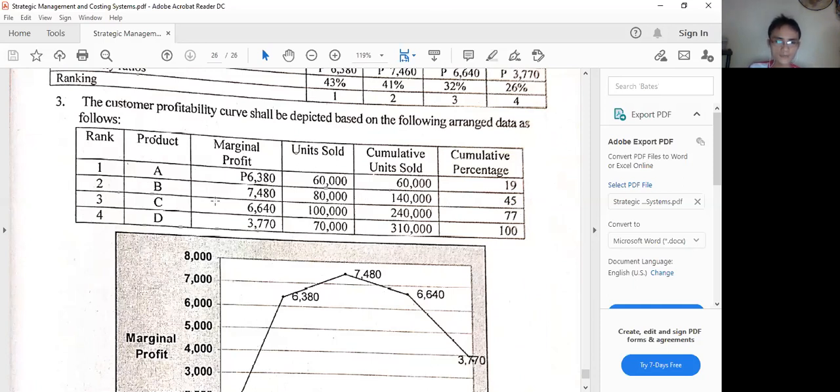So if we have product A added to B, so that's 7,480, then 140,000 total, which is 60,000 plus 80,000, 140,000. Can we compute the cumulative marginal profit? That's 6,380 plus the 7,480. That's 13,860 divided by 140,000. So guys, kindly compute about this one.